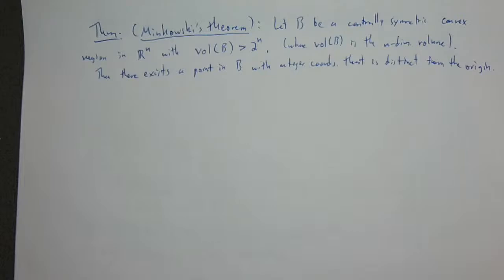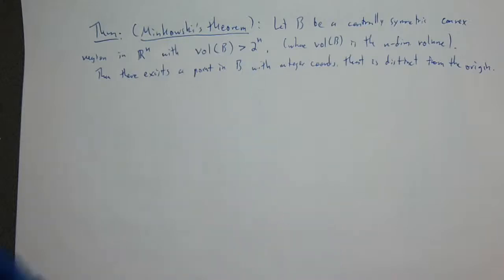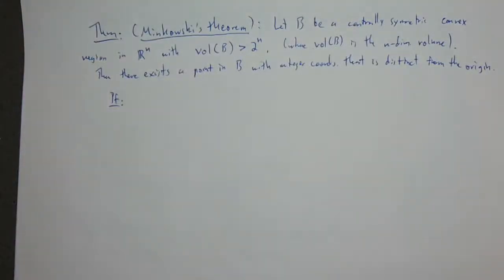So what Minkowski's theorem says is that any centrally symmetric convex region in Rn having volume bigger than 2 to the n is guaranteed to have an integer point, that is a point with integer coordinates, contained in it that's not the origin, the origin being the trivial example of an integer point inside the region. I'm going to explain kind of how the proof goes, and then fill in the details.